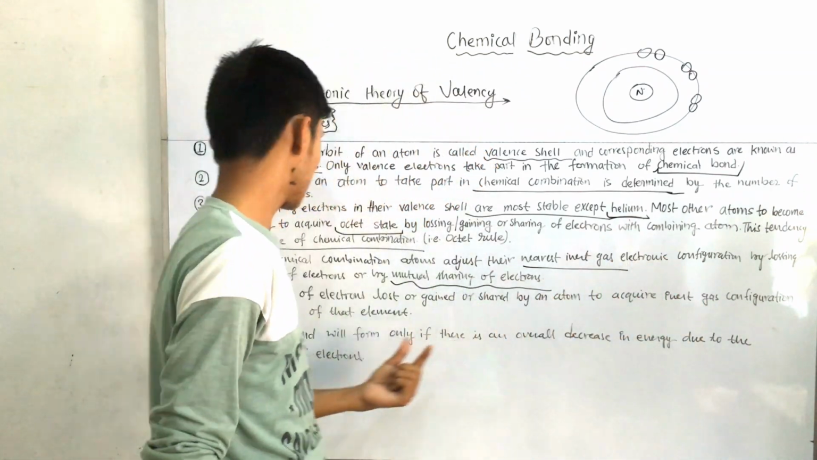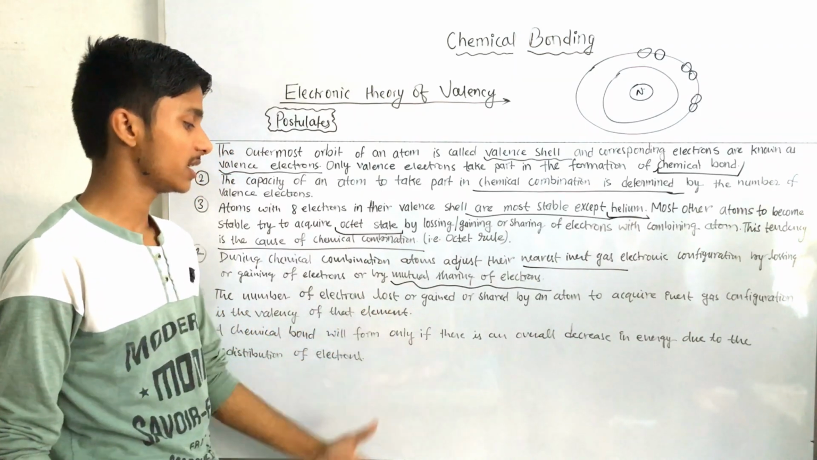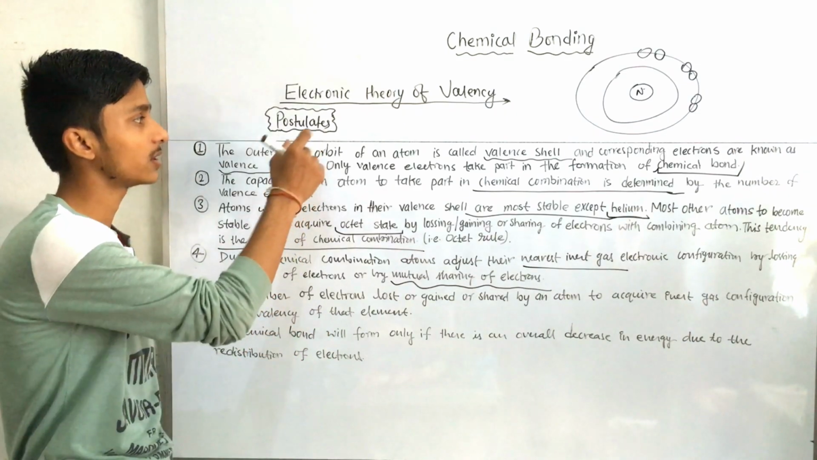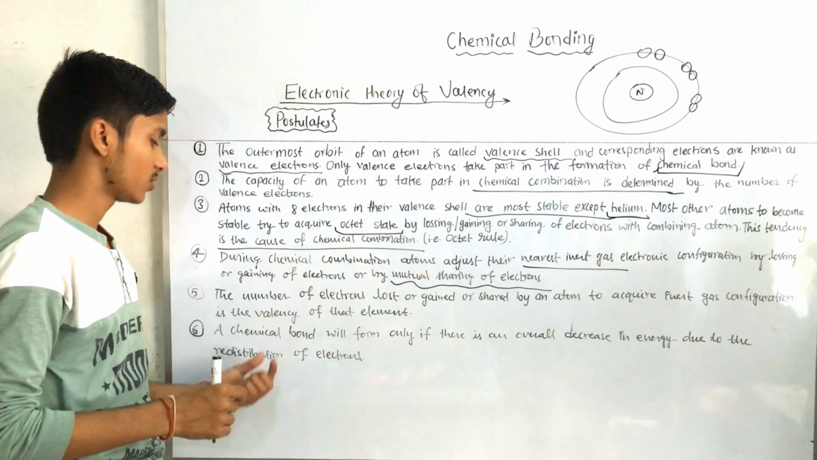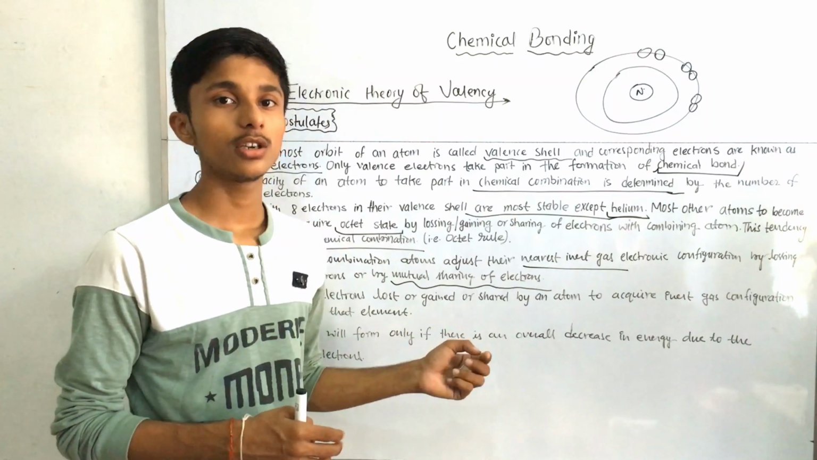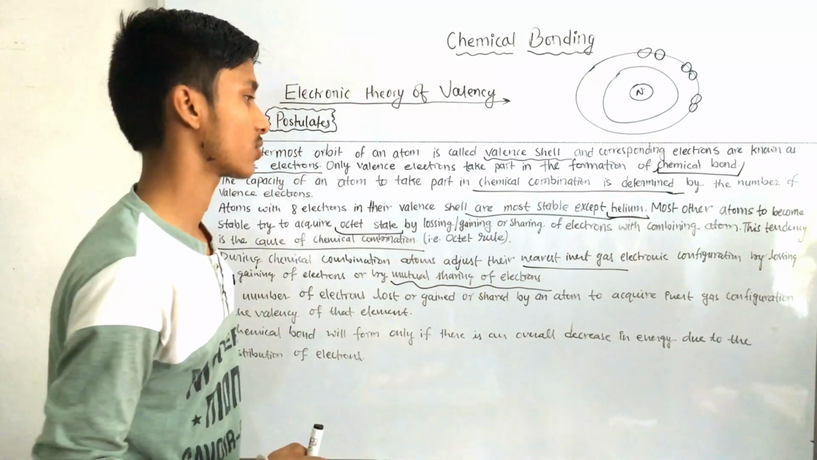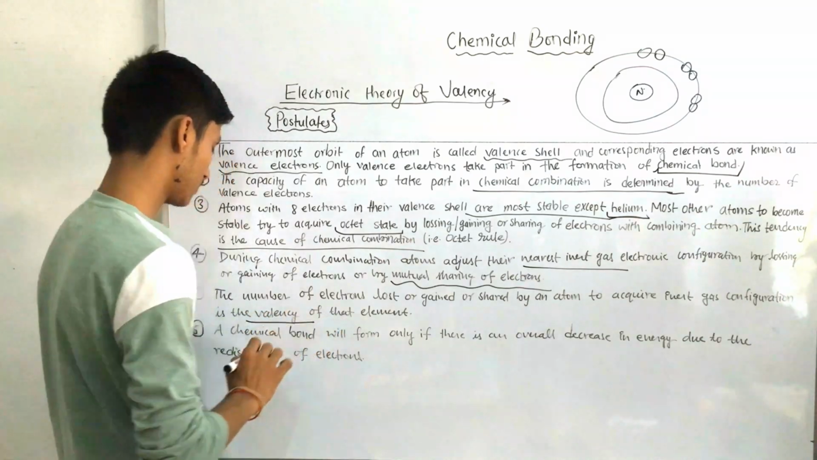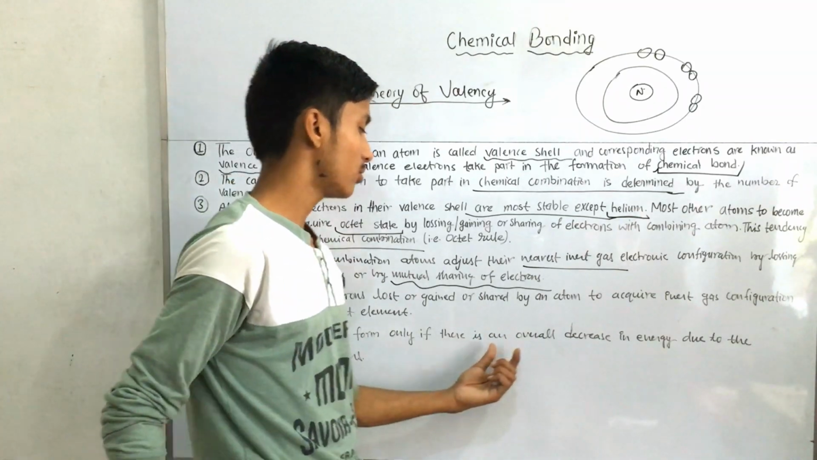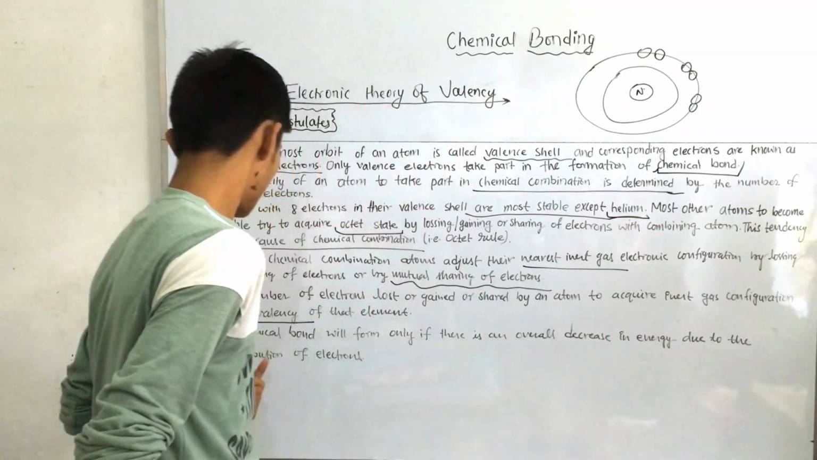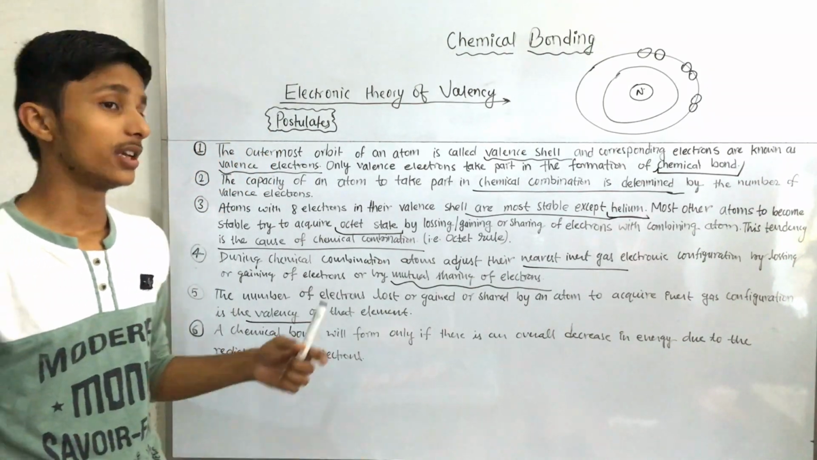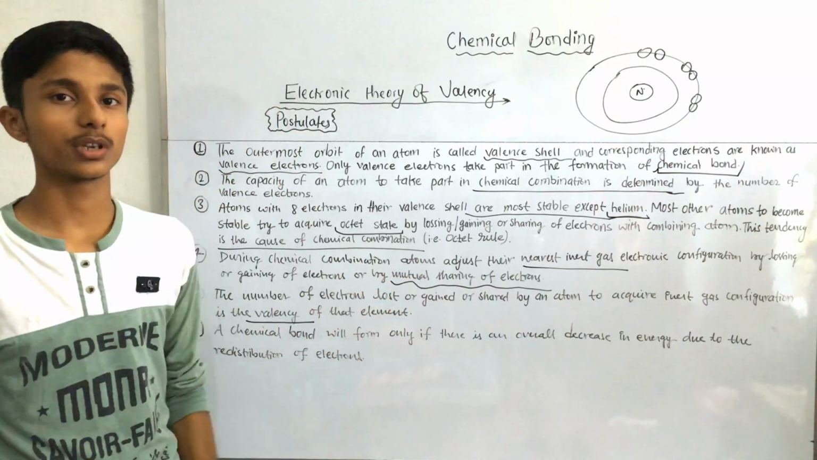Okay. Now the fifth point, the number of electrons lost, gained or shared by an atom to acquire the inert gas configuration is the valency of that element. We have understood about valency. Valency is the number of electrons either gained, lost or shared to achieve a stable electronic configuration. Sixth, a chemical bond will form only if there is an overall decrease in energy due to the redistribution of electrons. When the electrons are redistributed and their energy decreases, only then does a chemical bond get formed.